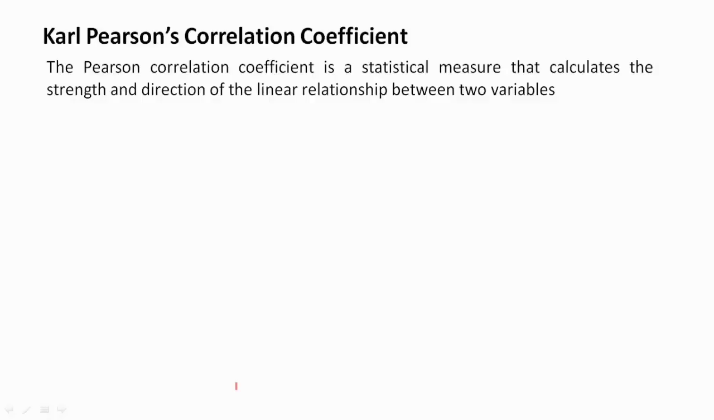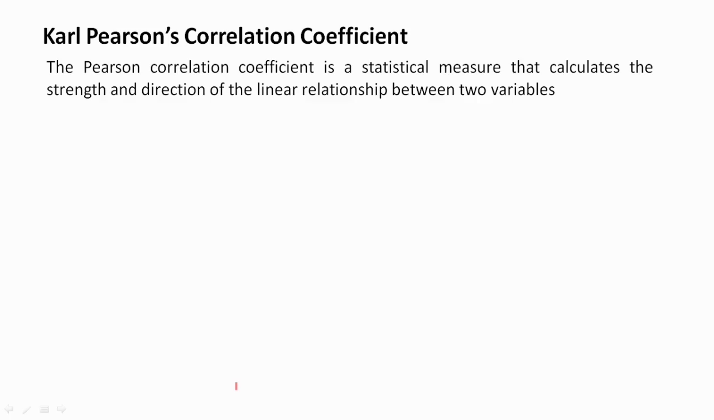Hello students. In this session, we will see the Pearson's correlation coefficient. This is also known as the Pearson's R. It is a statistical measure that calculates the strength and direction of linear relationship between two variables.